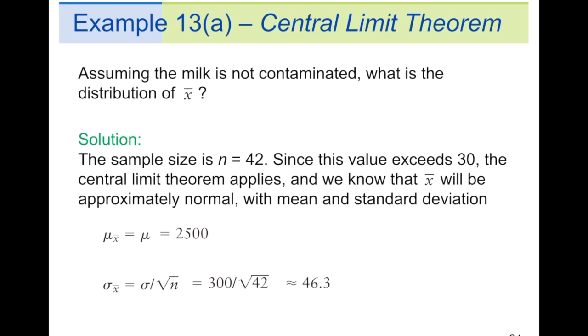The sample size is 42. Since the value exceeds 30, the central limit theorem applies, and we know that X bar will be approximately normal, with mean of 2,500 and standard deviation of 300 divided by the square root of 42, which is 46.3.